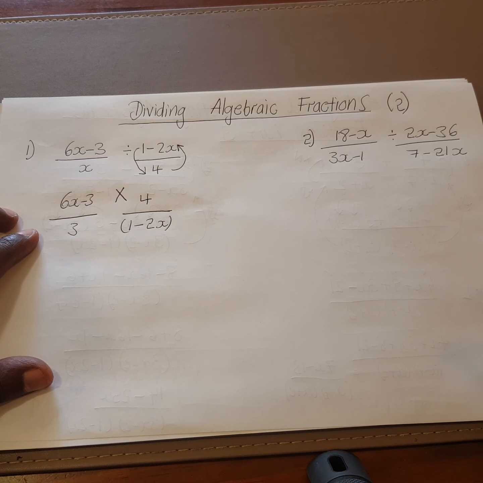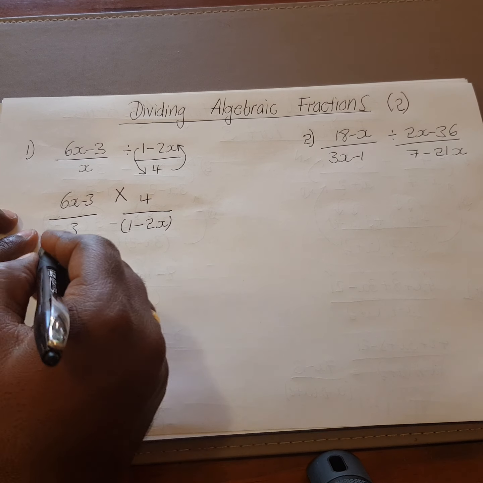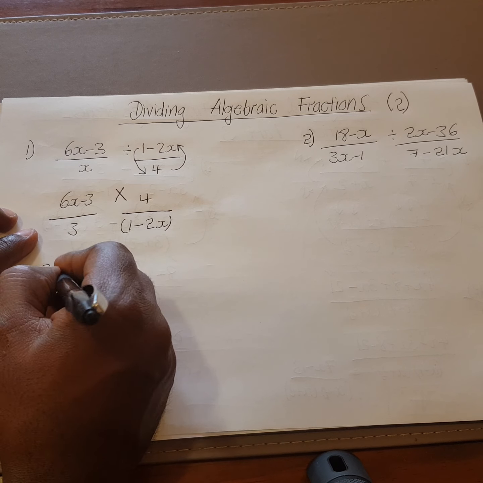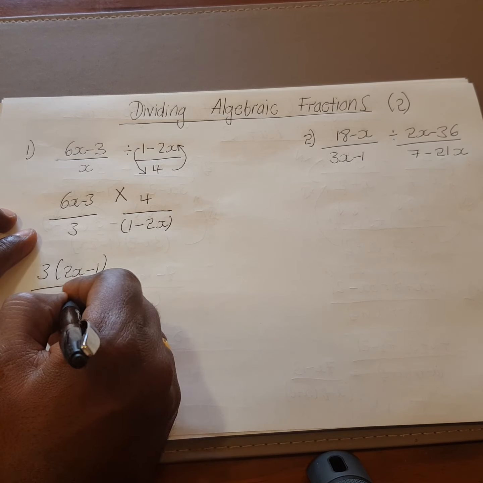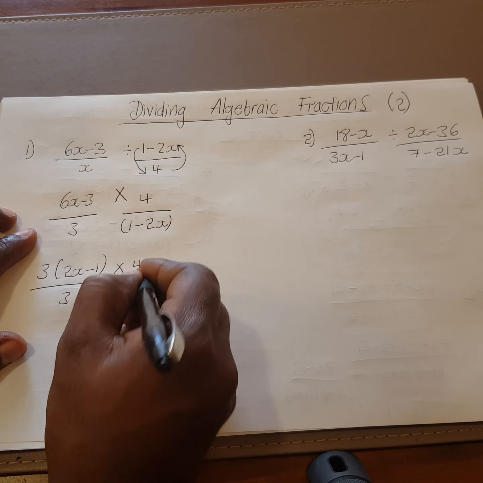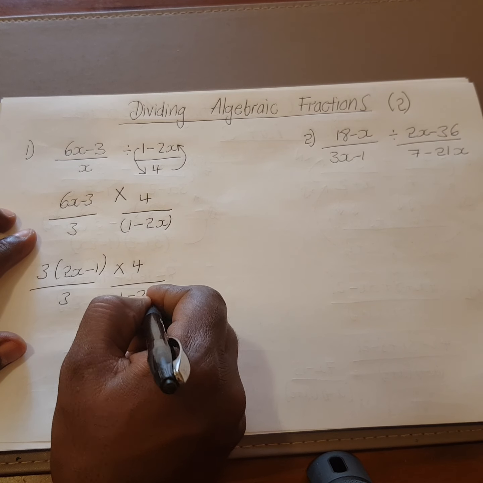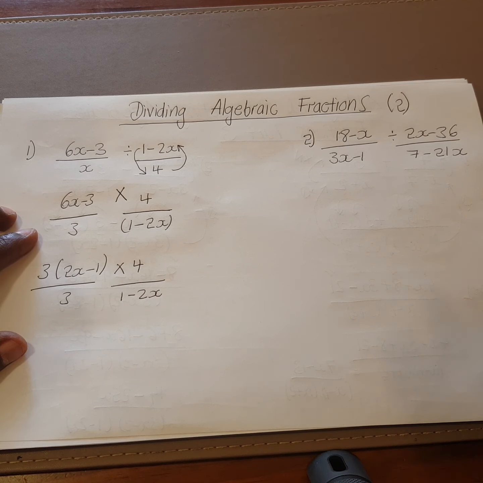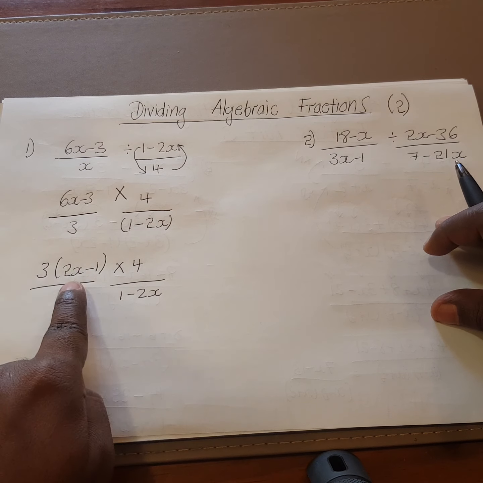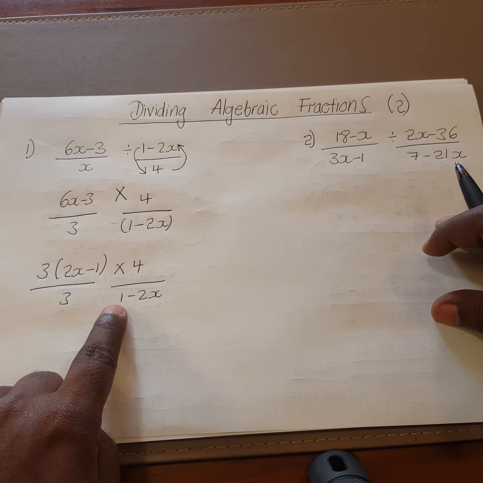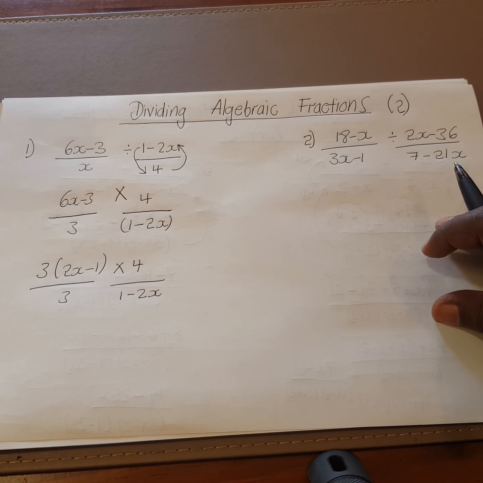Can we actually factorize them? I think we can. So what does that become? That becomes 3 times 2x minus 1 over 6 times 4 over 1 minus 2x. Now if you look at this question very carefully, you have 2x minus 1 and 1 minus 2x. It's very easy to assume they're actually the same thing, but they're not.